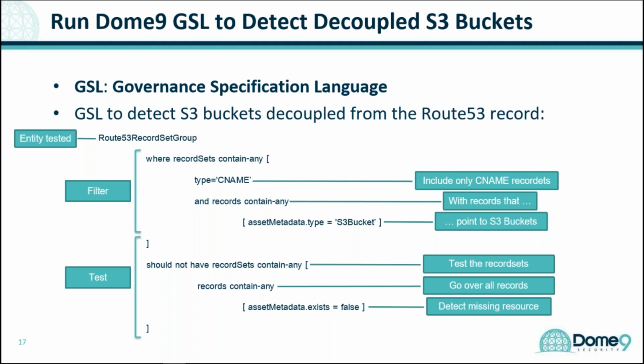First we have the entity that we're testing. We're reasoning on Route 53 record set group. We have a filter and we have a test. Our filter is basically aiming to limit specific types of records. We have CNAME type record, and we want it to contain asset metadata. This is the asset that the record points to, of type S3 bucket. There can be many types of records. You have A-type records and so on. We want to limit this only to CNAME, but obviously you can write whatever you want.